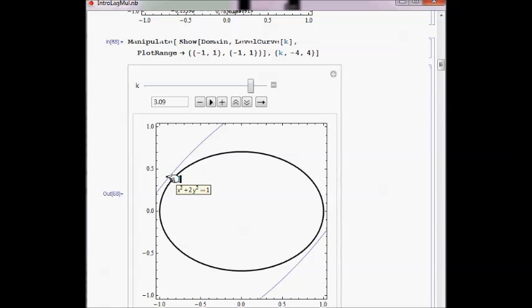When they intersect with a tangency, then the gradient of g and the gradient of f must be pointing in the same or completely opposite direction. That gives you that Lagrange multiplier idea.